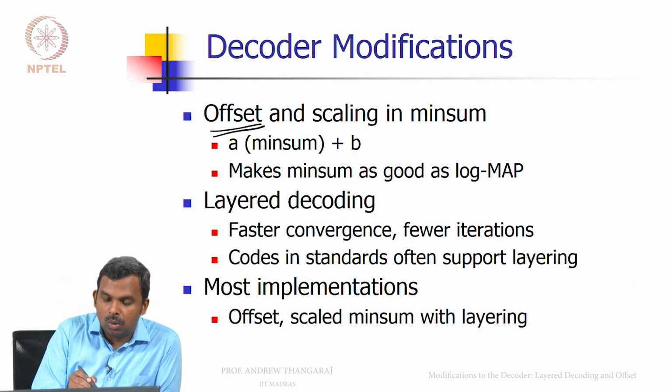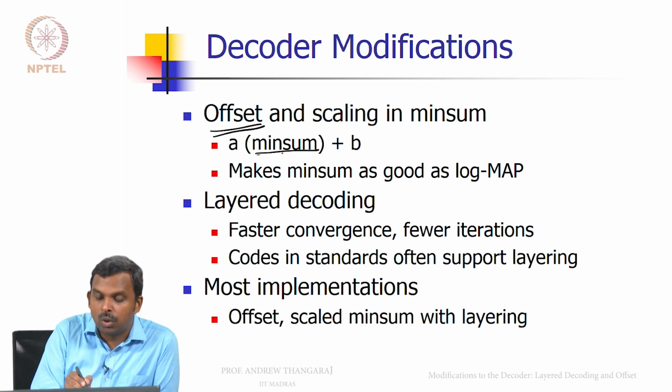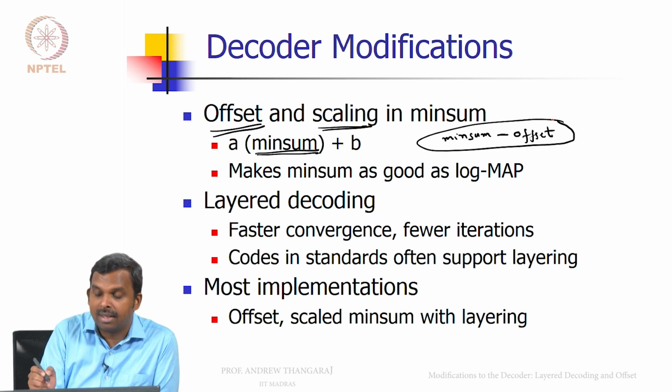Okay. So, instead of just taking the minimum of the two values, you take some constants a and b, multiply with that and add b. Okay. So, typically scaling is not something we will use. We will simply use MinSum minus some offset. Okay. So, this is very popular in practice.